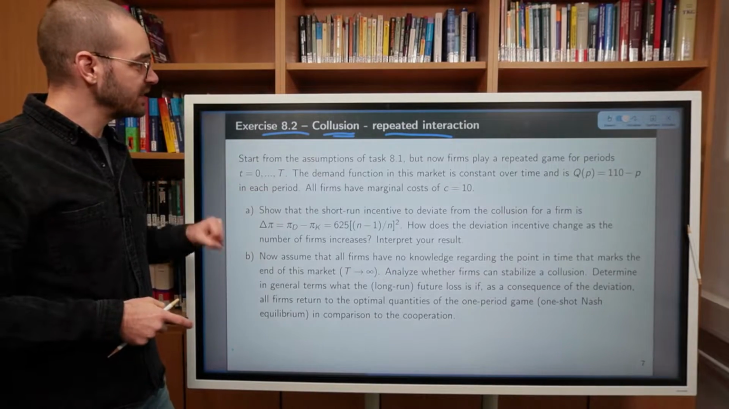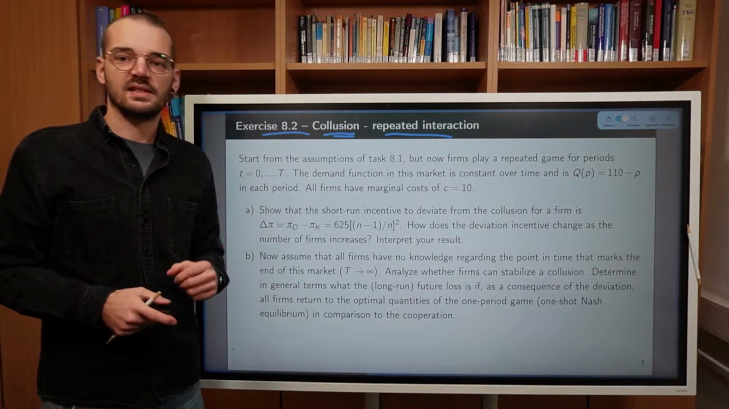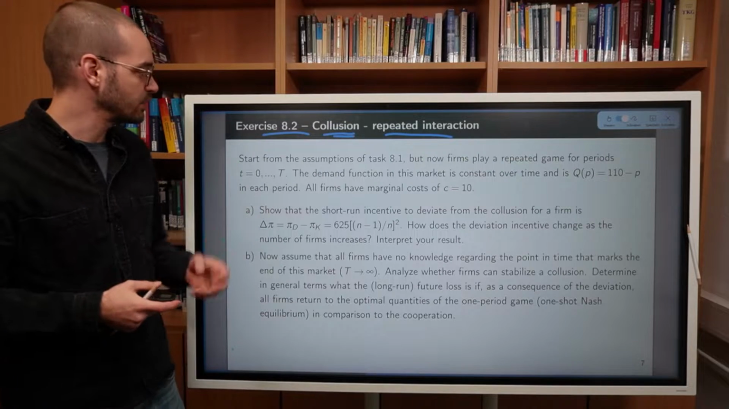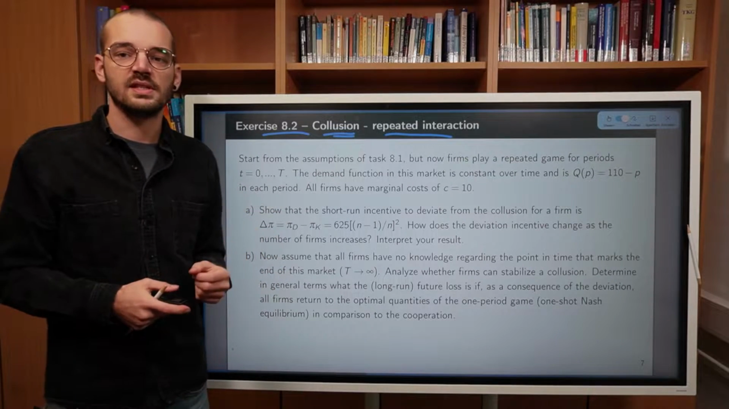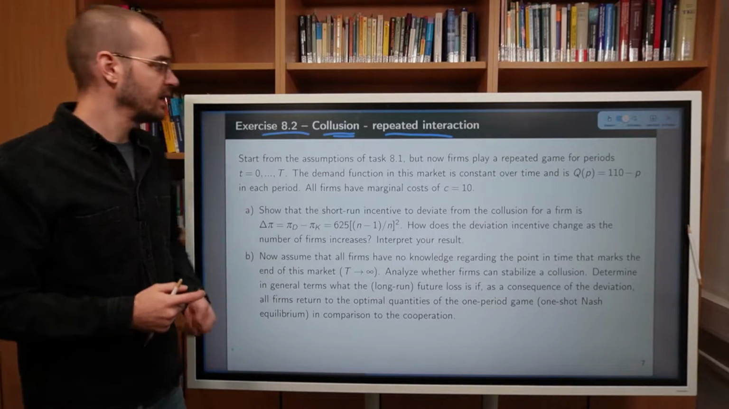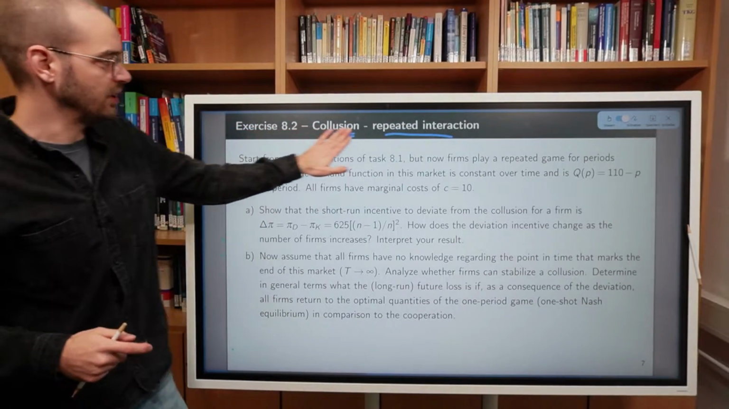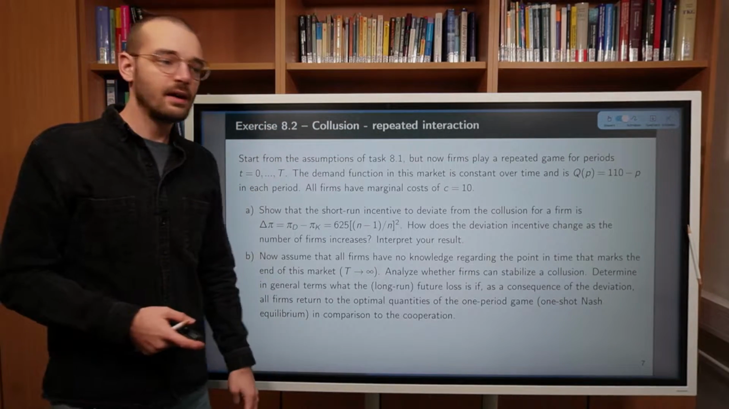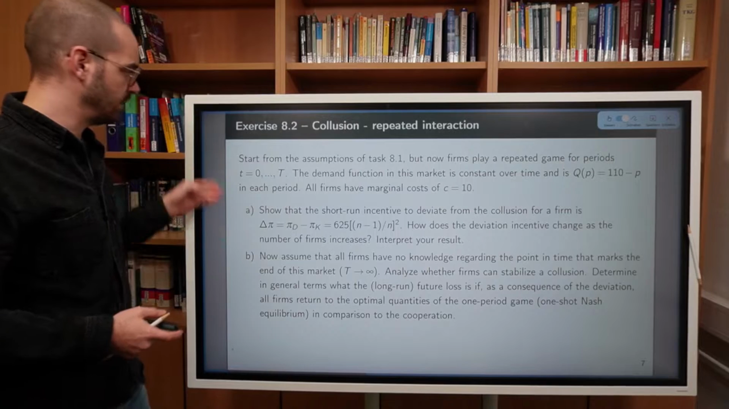So if you have not yet solved the previous exercise, or if there's any questions regarding the previous exercise, I would strongly recommend going back to it first, understanding the previous exercise first, and only then continue watching the solutions to this exercise. Alright, with that out of the way, let's dive right into it.